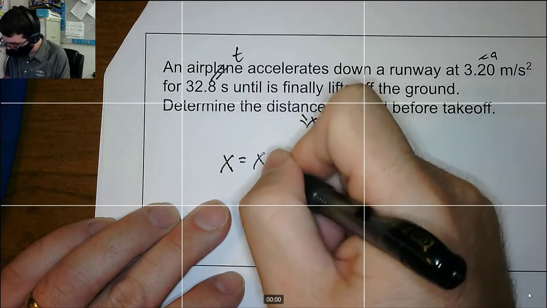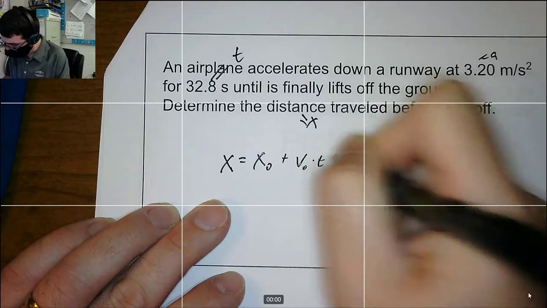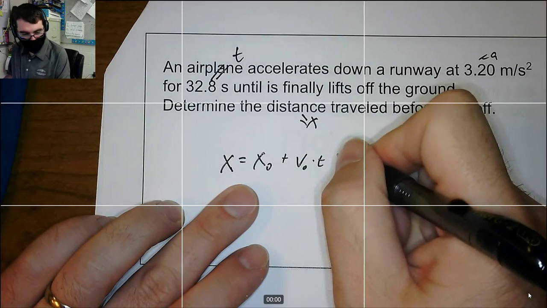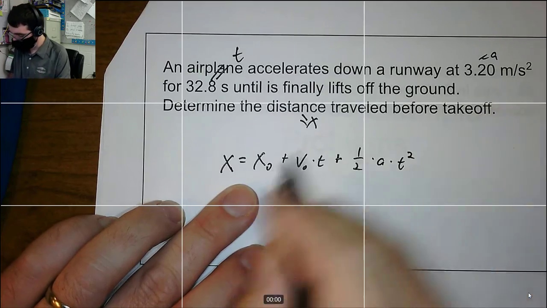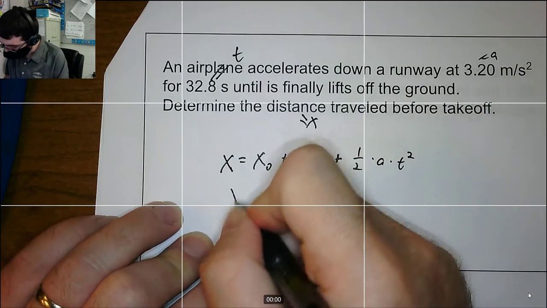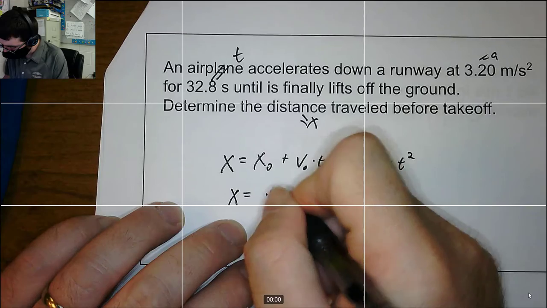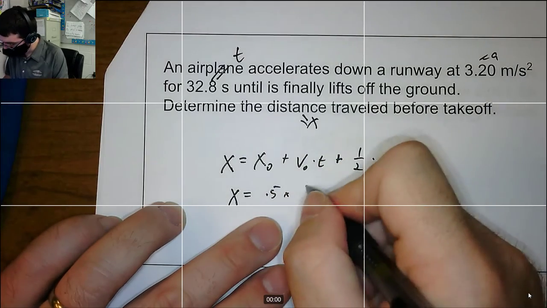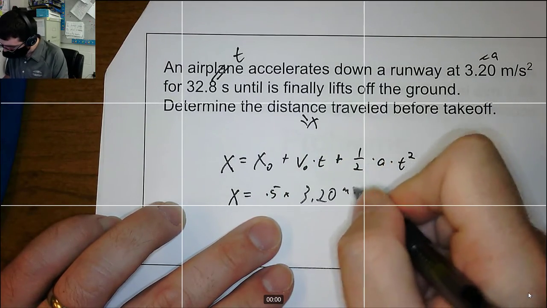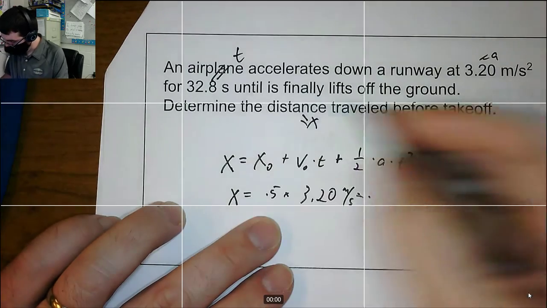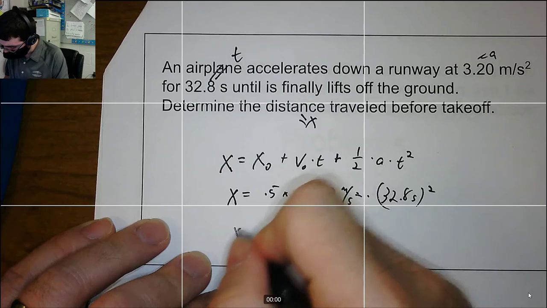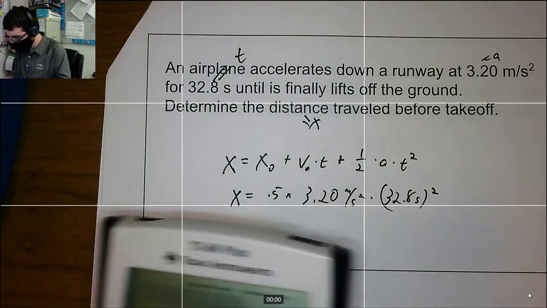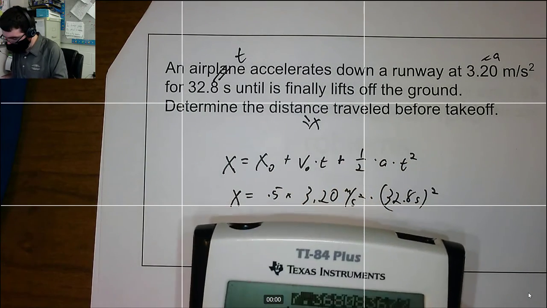So there was no initial distance, there was no initial velocity, so those two terms are going to drop out. Rather than plugging in zeros this time, I am going to just skip using them. So I'm just going to jump straight into 0.5 times acceleration 3.20 meters per second squared multiplied by the 32.8 seconds squared. And so now x is equal to, I've got to find this one again.